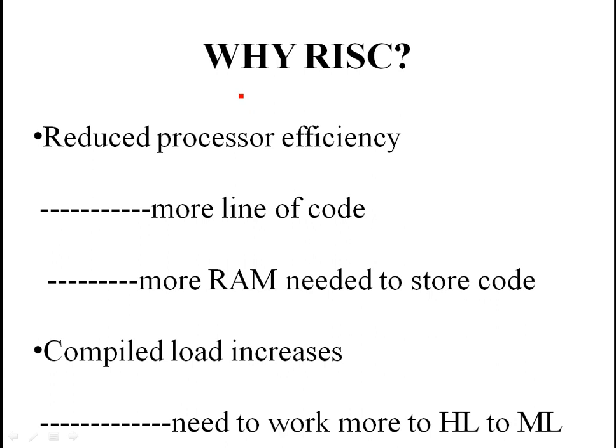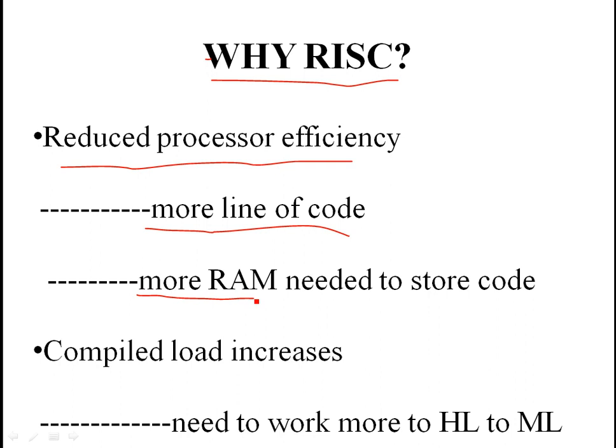In a RISC architecture, basically why does the RISC architecture come into the picture? The first thing is that to improve the processor efficiency, RISC architecture comes into the picture, because when you have more lines of code, the processor requires more time, and to store the same code we require more RAM. And if you are writing code in a high level language, the compiler load will increase, so the compiler has to do more work to convert high level language to machine language. So that is the significance of the RISC processor.